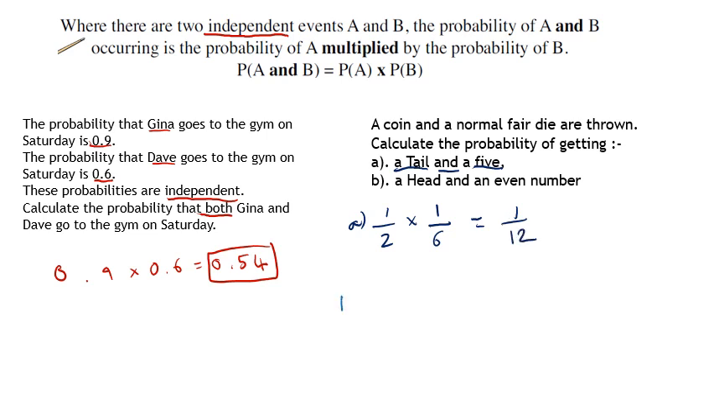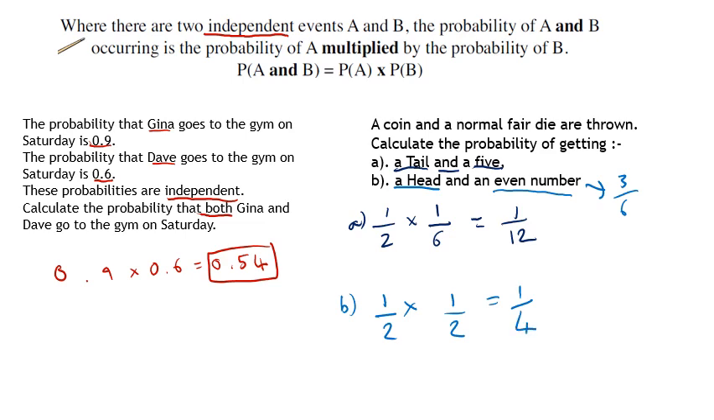For part B, the probability of getting like a head and an even number. So first of all, the probability of the coin landing on heads is 1 in 2. The probability of a dice landing on an even number is also a half. And the reason it's a half is because a dice has got 6 sides, 3 of them are even numbers, 3 over 6 is a half. We multiply and get 1 over 4.